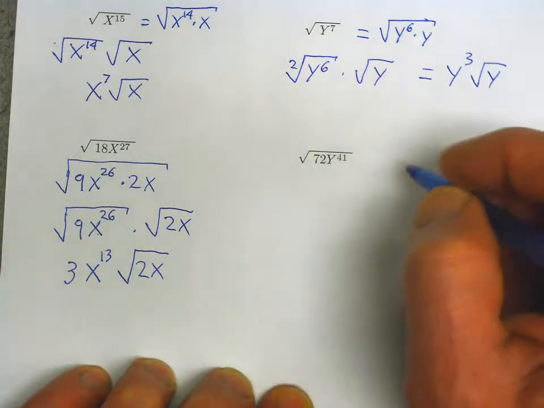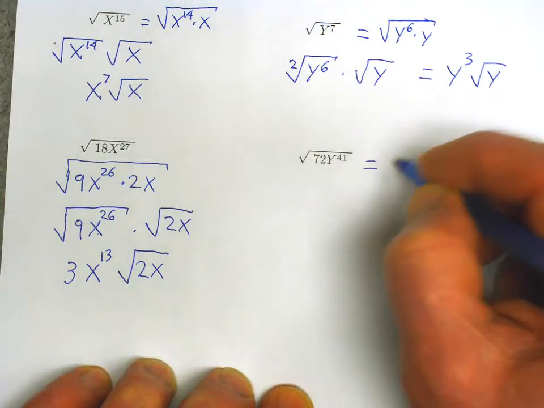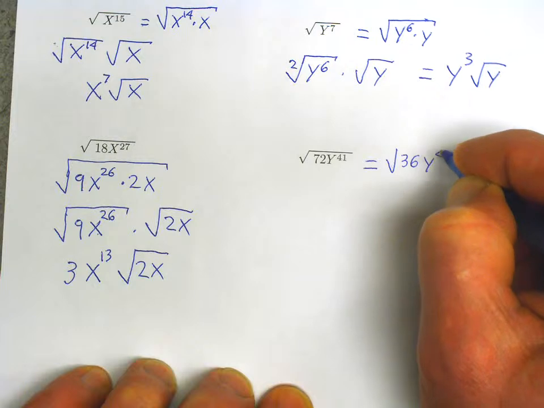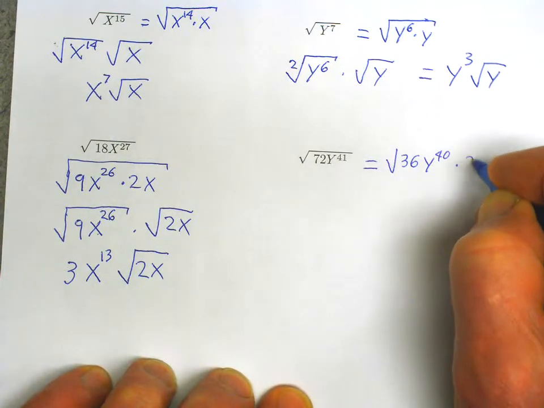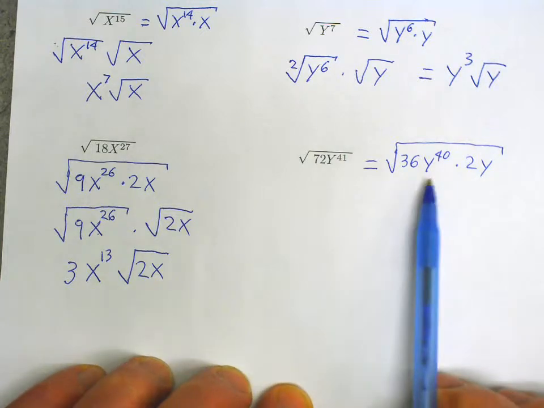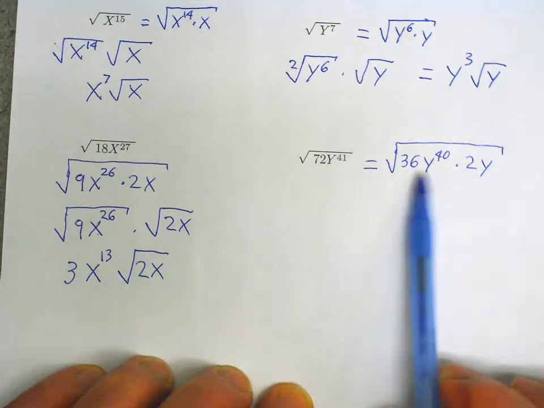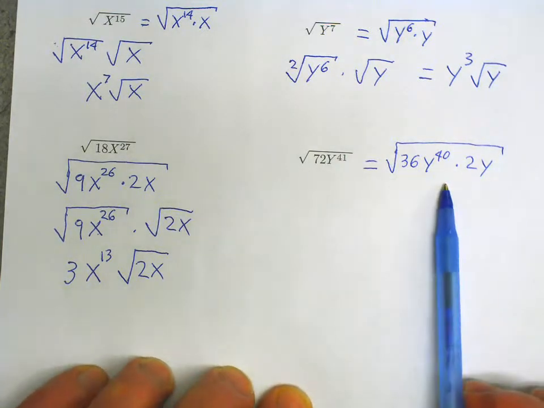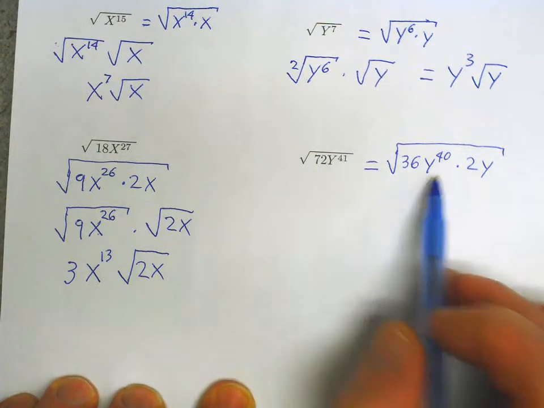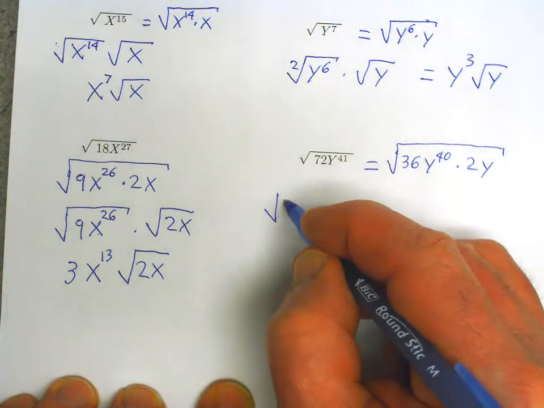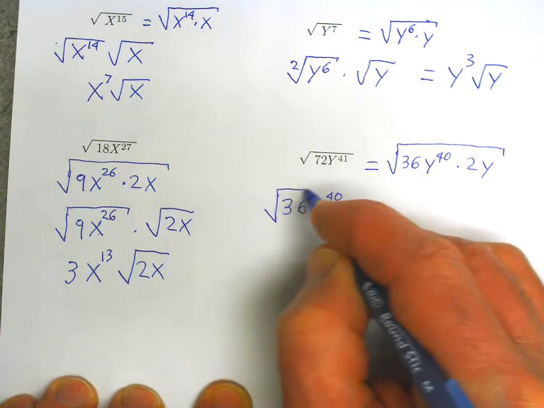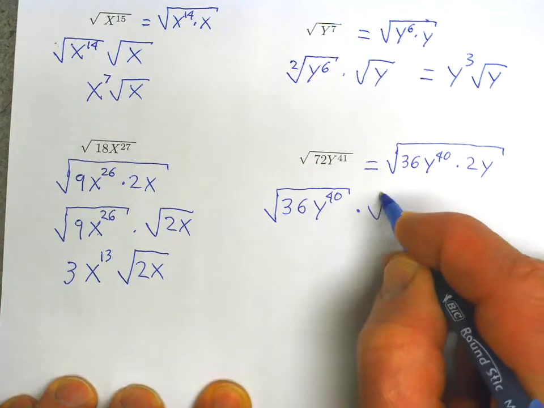So we'll rewrite this as the square root of 36y to the 40th times 2y. You can always verify that you're doing it correctly by multiplying the terms. And I have the perfect square factors on the left. So we'll write this as the square root of 36y to the 40th multiplied by the square root of 2y.